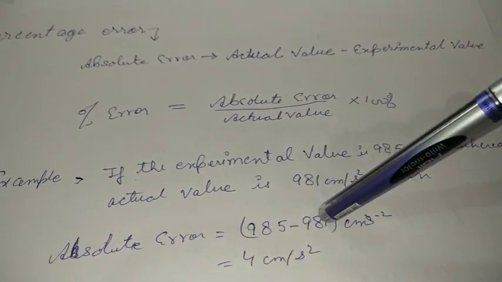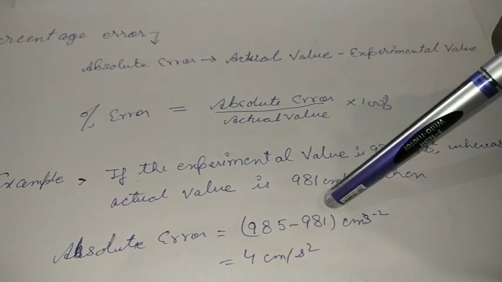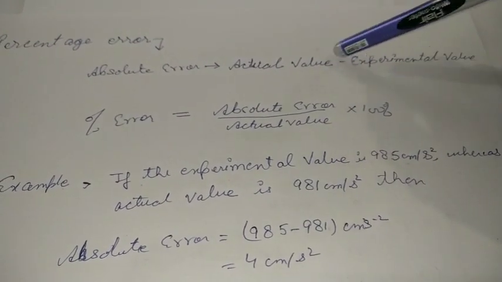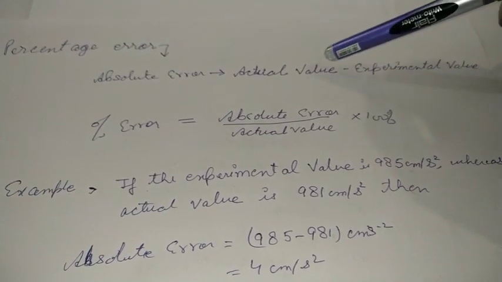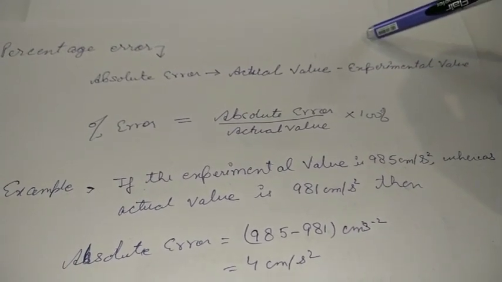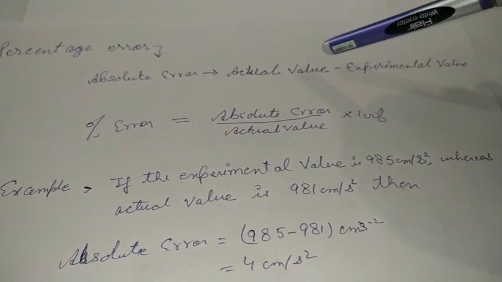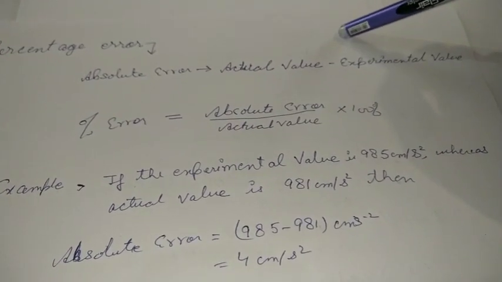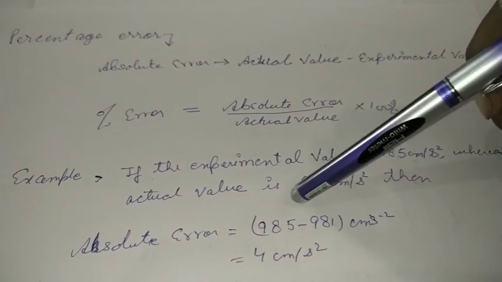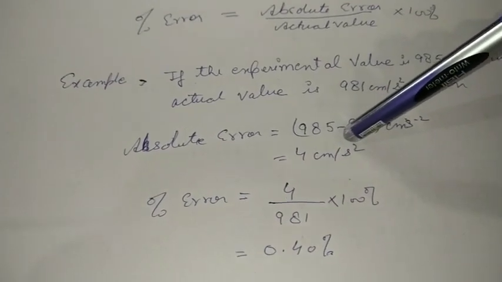Now you may say, sir, over here you have subtracted the actual value from the experimental value. Yes, it can be, because I said difference. Sometimes you might obtain a value greater than the actual value. So will that become the actual value? No, the actual value always remains the same. The experimental value may exceed it, or it may not, but the difference between them will always be the absolute error.